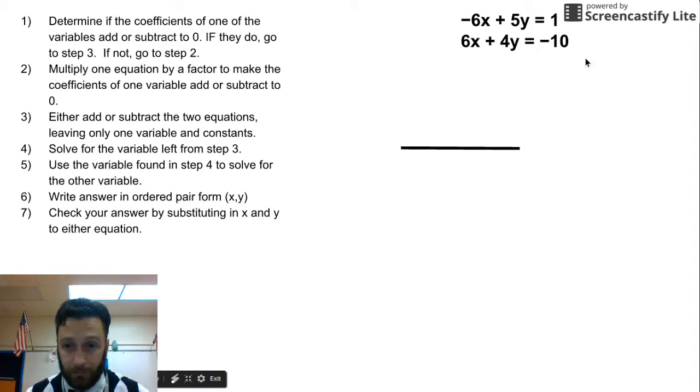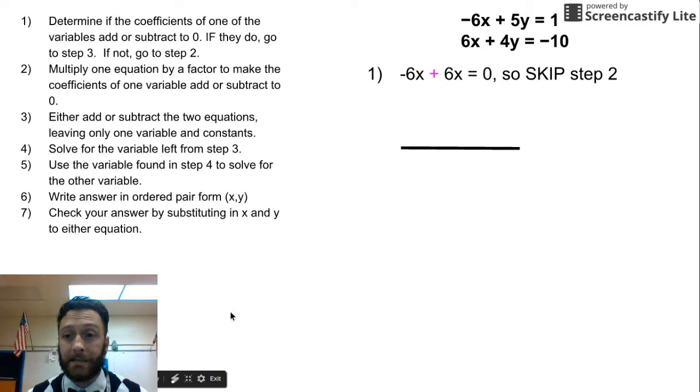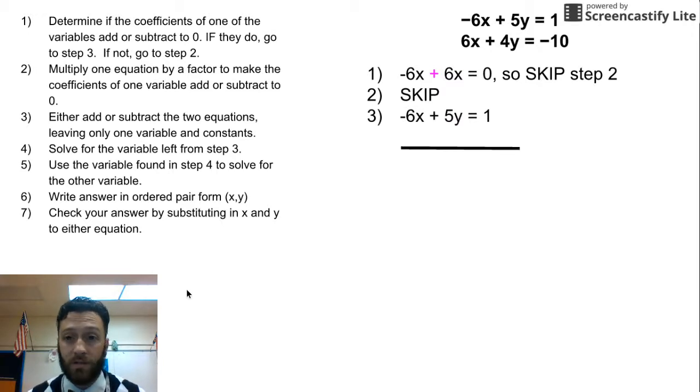Here's my equation. So step one, determine if the coefficients of one of the variables add or subtract to 0. So first of all, I've got -6 and 6. If I add -6 to 6, I get 0. So I don't even have to do step 2. I can go ahead and skip to step 3. So step 3 is to add or subtract the equations together.